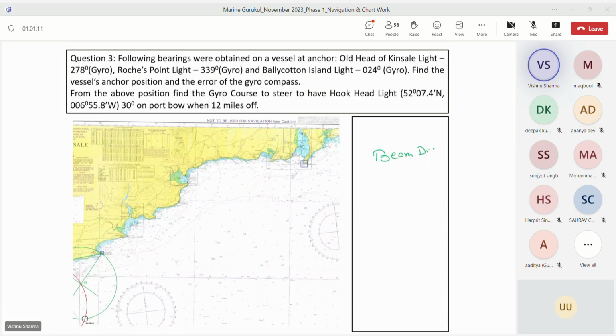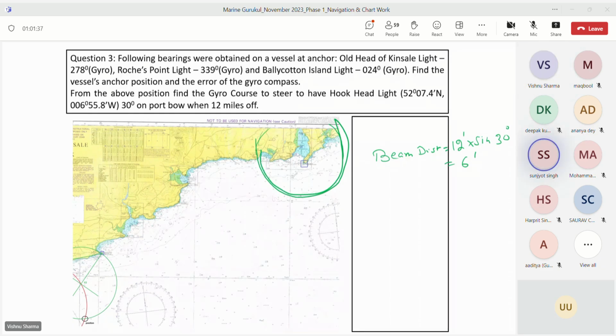First we'll calculate the beam distance, which is range, in this case 12 miles into sine 30. I'm sure it comes to 6 miles. Yes or no? 6 miles. Now I'll open my compass 6 miles, put it here at the hook head, and I'll draw a compass with a 6 mile radius. Is that clear?